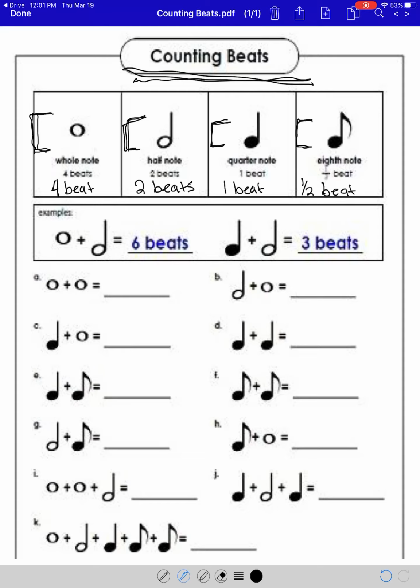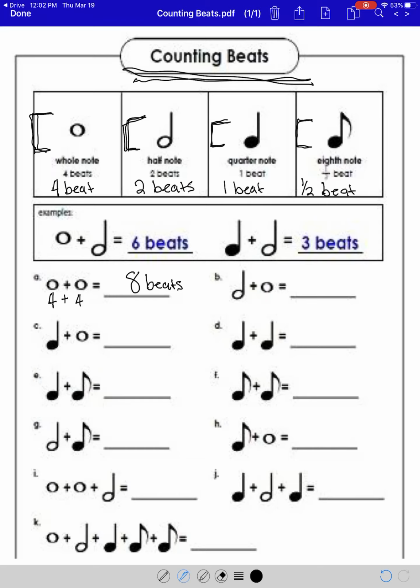So let's do a couple examples here. Letter A, this first example. I'm just going to erase a few things. For letter A, oh my, I've gotten rid of a bunch of stuff. We'll leave that there. For letter A, it is asking a whole note plus a whole note. And what does that equal? A whole note plus a whole note. So what I can do is I can reference the chart above, and I can see that a whole note is 4 beats. Another whole note would be 4 beats. So, 4 plus 4? Of course, it's 8. That would equal 8 beats. Not just 8. 8 what? 8 beats.